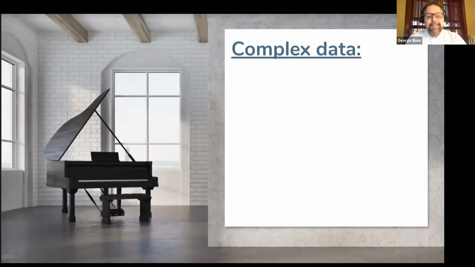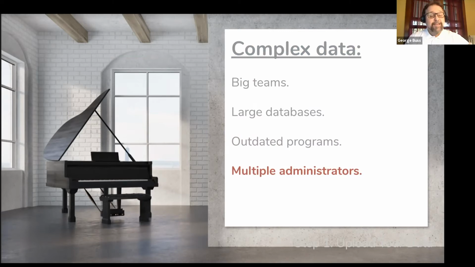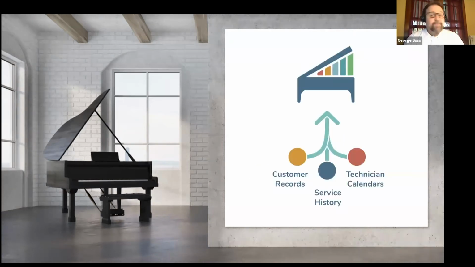Complex data tends to come from big teams who have large databases using outdated programs with a long history of data administrators who each had their own way of doing things. In other words, there are a lot of moving parts and a lot of people being impacted by this transition. If any of this sounds like your situation, don't worry. We're going to be able to handle this just fine and help your team transition smoothly. Just send us your data and we'll create a specific onboarding plan for your business.